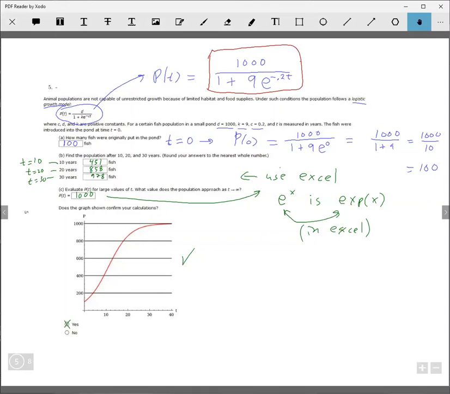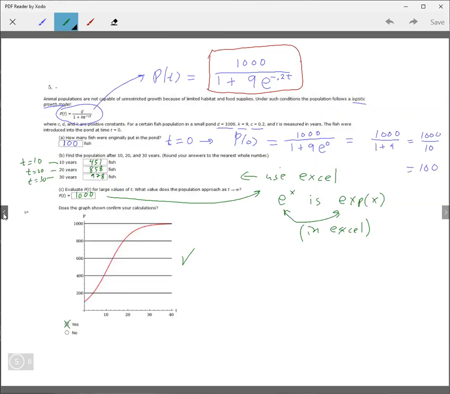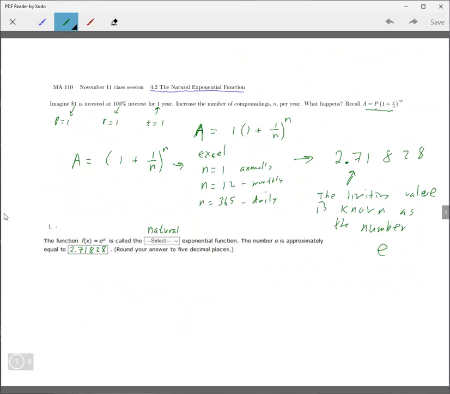Okay, let's look at number 6. In the formula for continuously compounded interest, the letters P, R, and T stand for. Okay, let me explain this. We talked about this a little bit at the beginning on the first page.